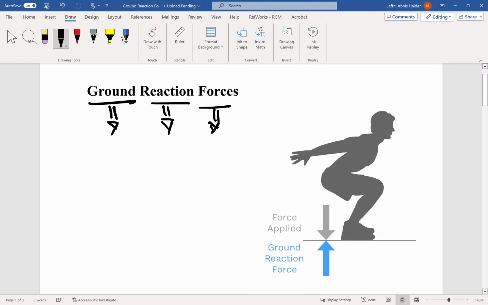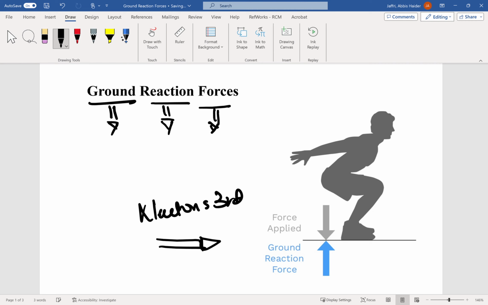For example, here you can see that this person is getting ready to jump and they are applying a certain force on the ground, and the ground is basically emitting the same force and providing the same reaction force. Why is it important for us to discuss this? The important thing is that this is basically Newton's third law: action and reaction are equal in magnitude but opposite in direction. That is basically what you see here as ground reaction force.